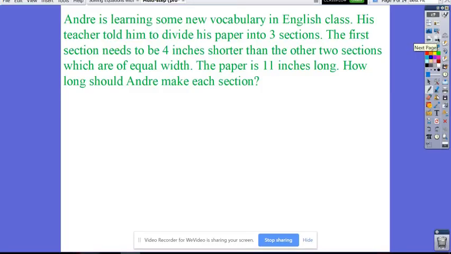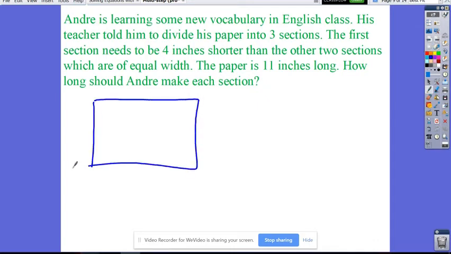Let's do another example. Andre is learning some new vocabulary. His teacher told him to divide his paper into 3 sections. The first section is 4 inches shorter than the other 2 sections. Here's a piece of paper, which are equal width. Paper is 11 inches long. How long should Andre make each section?